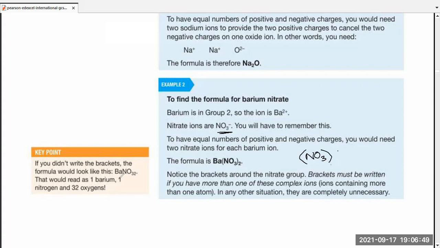This one's correct. As explained in this key point, BaNO32 is incorrect. That means it has 1 barium, 1 nitrogen, and 32 oxygen atoms. This is incorrect. While Ba(NO3)2 tells us there is 1 barium, 2 nitrogen, and 6 oxygen atoms, which is correct.